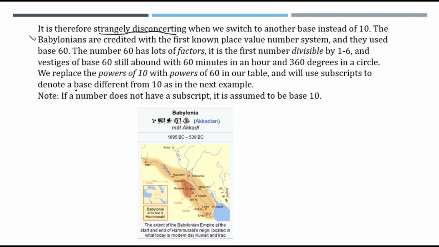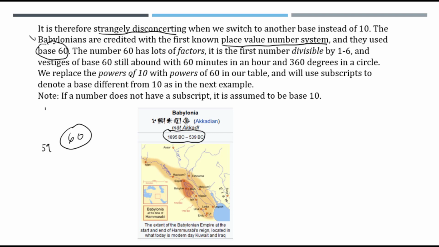The Babylonians, in modern day Iraq and Kuwait, had an empire that lasted over 1,500 years. They're credited with the first place value number system. But they used base 60, not base 10. That means they had numbers from 1 all the way to 59, and then they regrouped at 60. So 60 was their base.